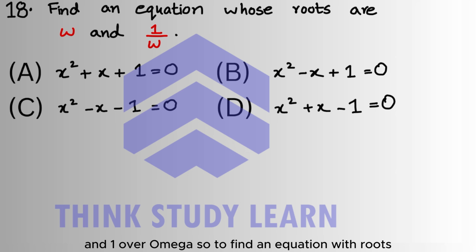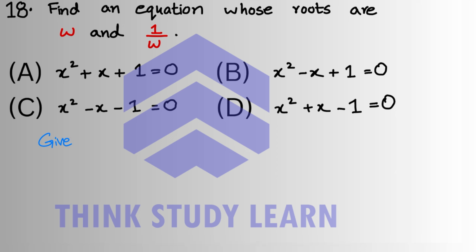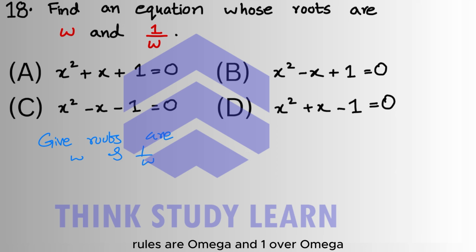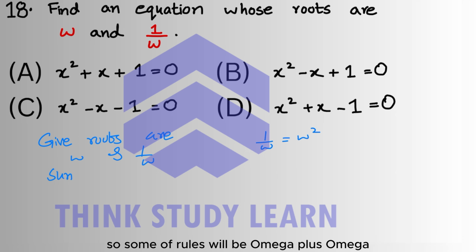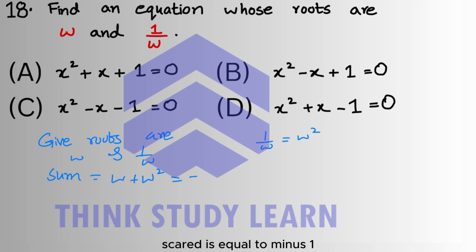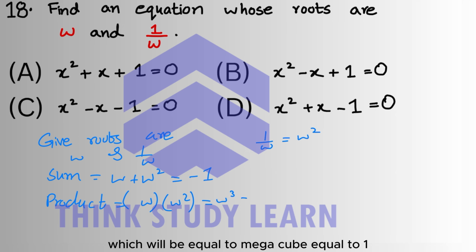So to find an equation with roots omega and 1 over omega, the given roots are omega and 1 over omega, and we know that 1 over omega is equal to omega square. So the sum of roots will be omega plus omega square, which is equal to minus 1, and the product of roots will be omega into omega square, which is equal to omega cube, equal to 1.